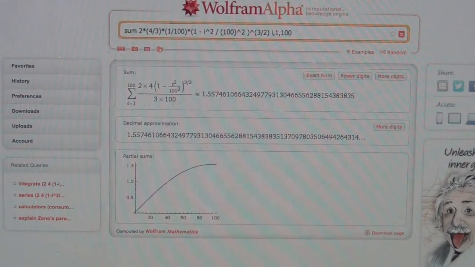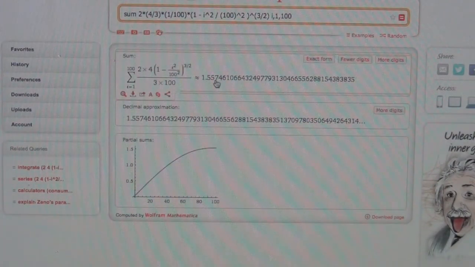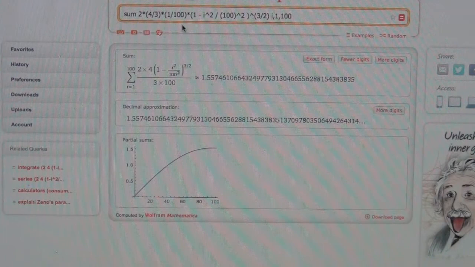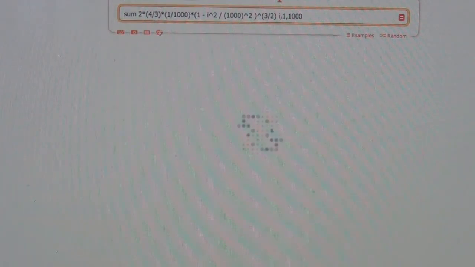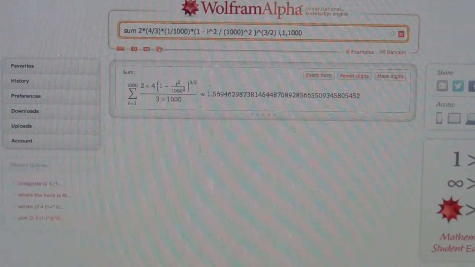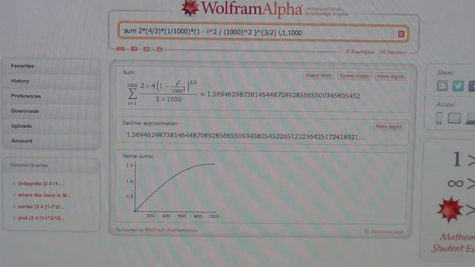Okay, so now we got 1.557, or about 1.56 with 100 slices. Does that seem familiar? No, it's definitely not pi. We haven't really talked about e or anything like that. Okay, well maybe let's go to 1,000. Let's see if we start seeing a number that looks familiar. Okay, thinking. 1.56 or about 1.57. Anything yet? No, don't see anything. Well, let's go to 10,000, because that's the biggest that Wolfram Alpha can do on this.